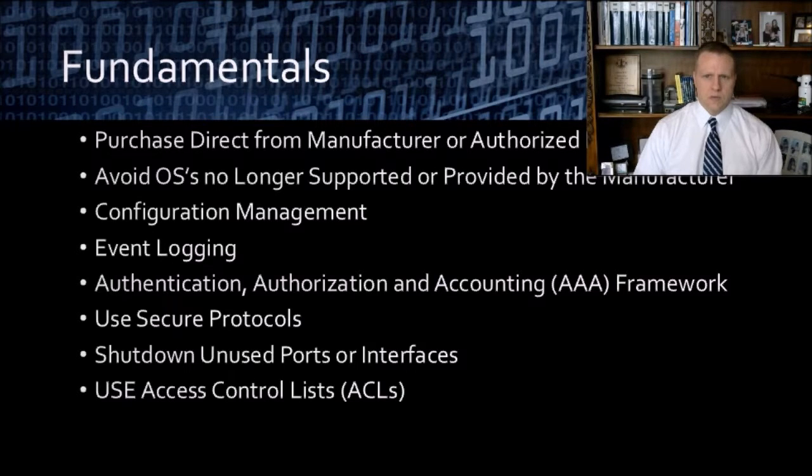Next, ensure a AAA framework is in place, and that framework relies on a protocol such as RADIUS in order to know who is accessing the devices, what they're allowed to do, and when they're doing it. Another thing to keep in mind is to use secure protocols whenever possible. For example, don't use TFTP for file transfers when SCP is an option. And finally, use access control lists. These can be used to filter routes, to filter actual user traffic, and to control management traffic to network devices. Just use them.